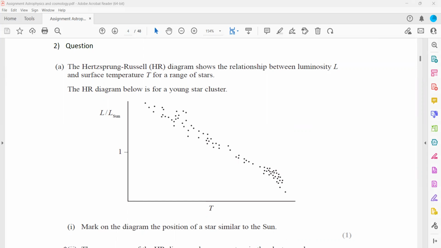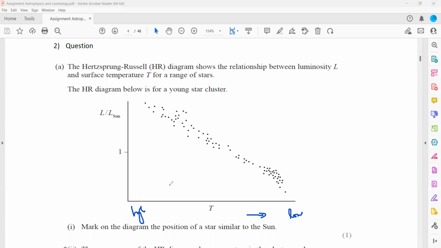Then in question 2, the Hertzsprung-Russell diagram shows a relation between the luminosity, like how much power there is, and the surface temperature. So this is for main sequence stars, a cluster of young stars. Remember one thing: the Hertzsprung-Russell diagram is always plotted for decreasing temperature. Here we have low temperature and here we have high temperature.